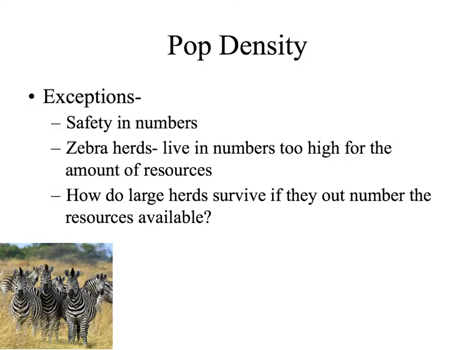For example, we often see herds of animals traveling together. This is because there is safety in numbers. So zebra herds, for example, live in high numbers where the density is too high to be supported by the resources in one area. They live together because they are safer together than they are by themselves. It's harder for a lion or other predator to pick them off if they are in a big group compared to if they are all by themselves.